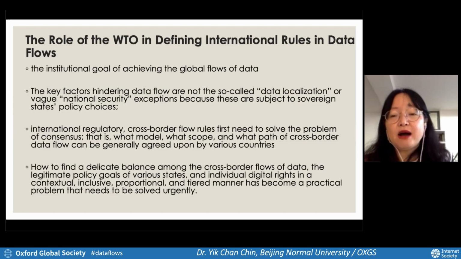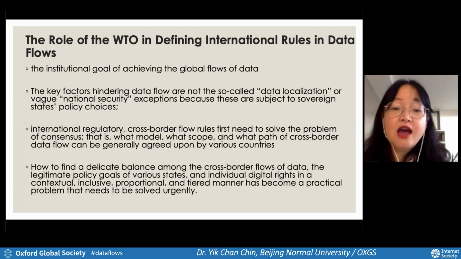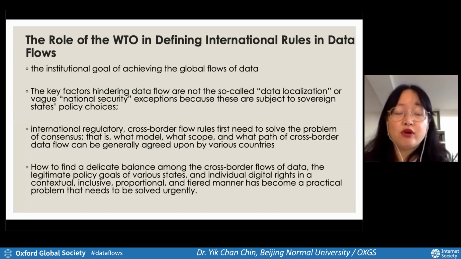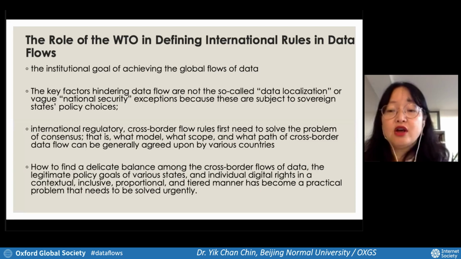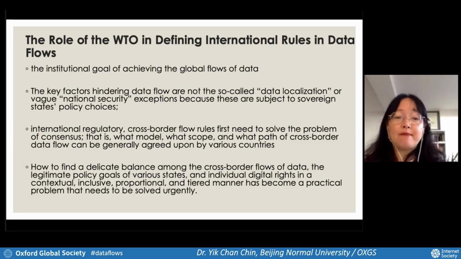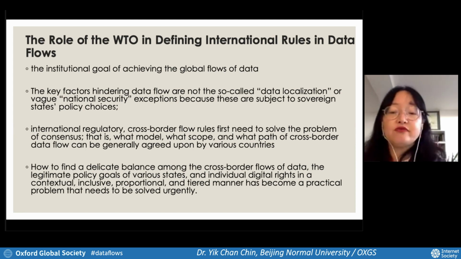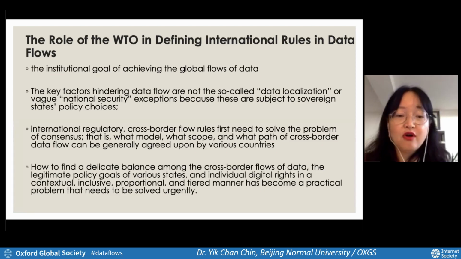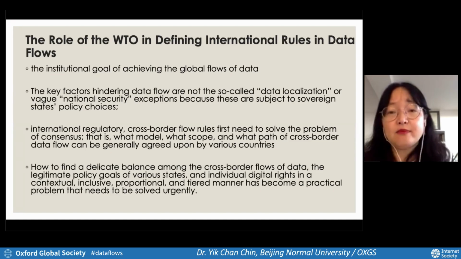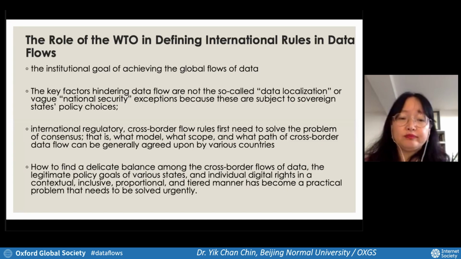So it's not really about data localization or national security, because this is still subject to the sovereign state's policy choice. But fundamentally, it's more about solving the problem of consensus. That is, what model, what scope, and what path of cross-border data flow can be generally agreed by different countries, and how to find a delicate balance among the cross-border data and also the legitimate public goals of various states, and also individual digital rights, as Susan just mentioned, in a contextualized, inclusive, proportional and tailor-made manner. So this is a problem if we want to establish international rules in data flow.